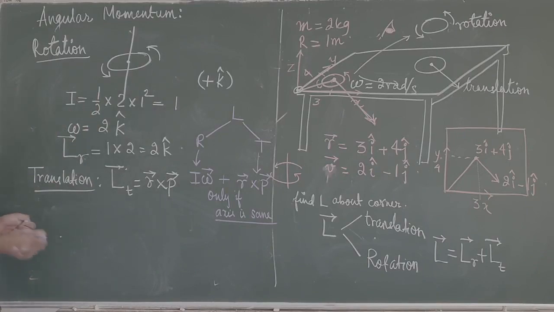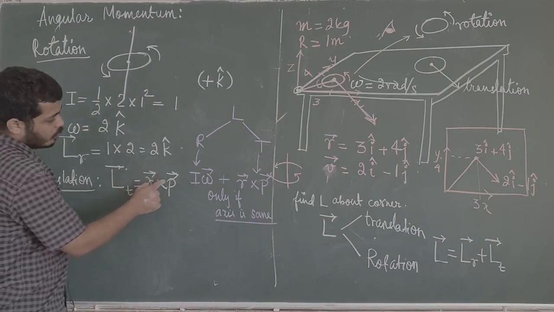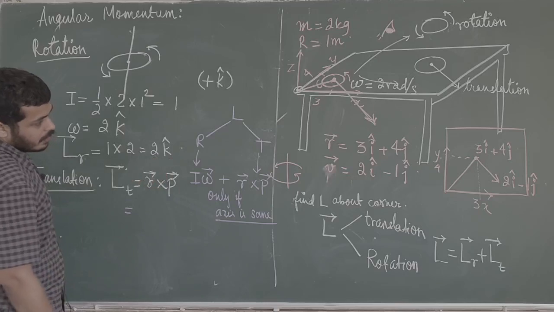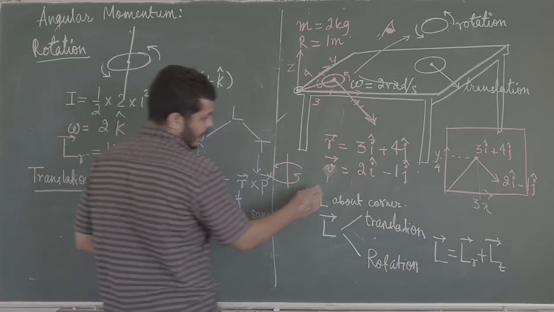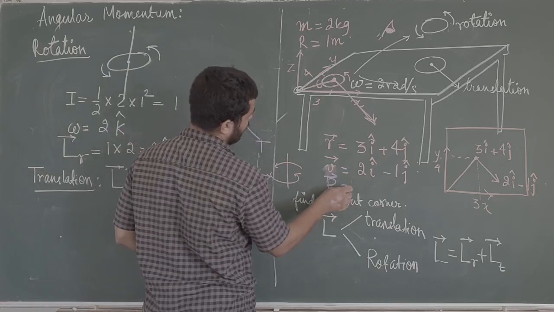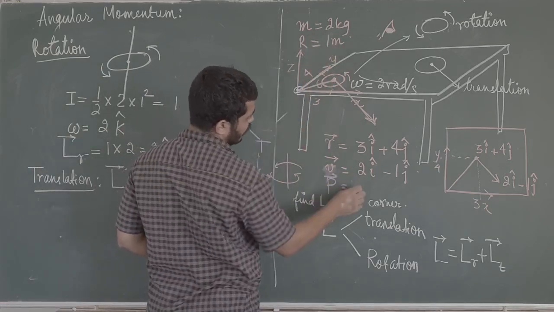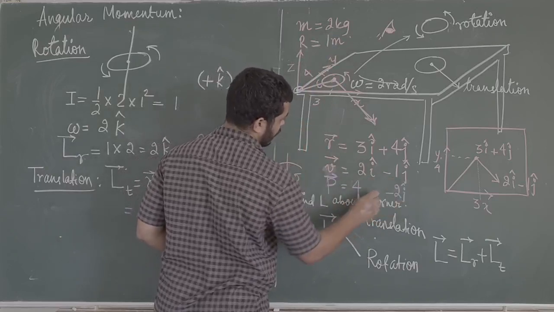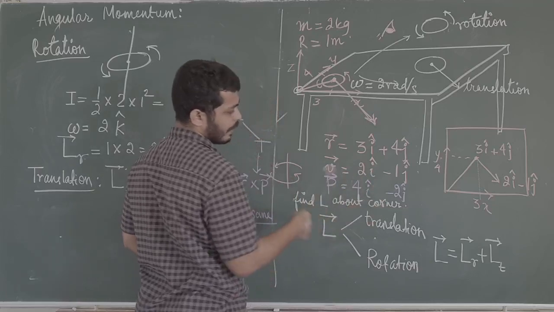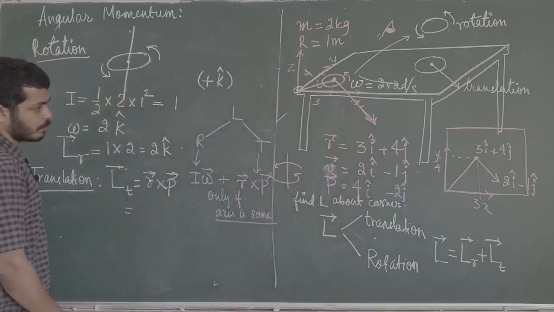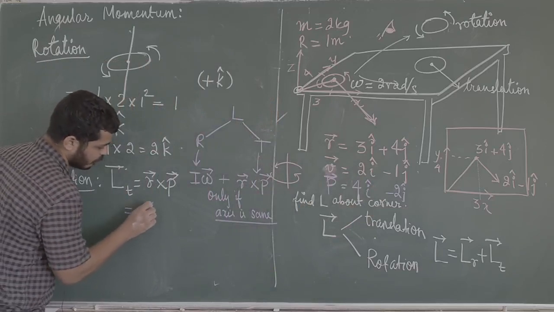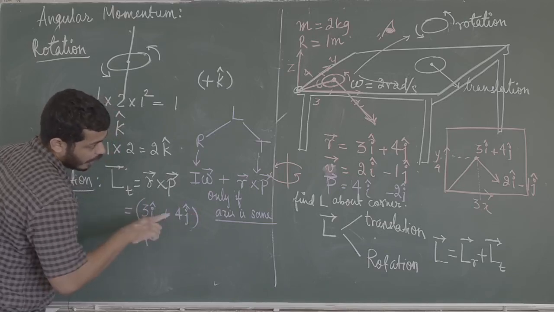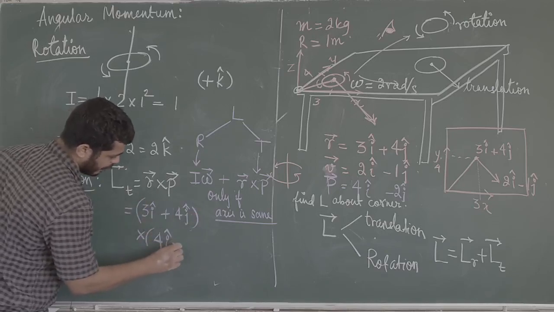Fine. So what is L translation? L translation is equal to R vector cross P vector. So what is your R vector over here? R vector is equal to 3i plus 4j. What is your p vector? So from here we can write down the p vector as m into v. So 2 into 2 is 4, 2 into 1 is 2. So you will write 4i minus 2j. So 4i minus 2j, right? So r cross p. So you'll write 3i plus 4j cross 4i minus 2j.